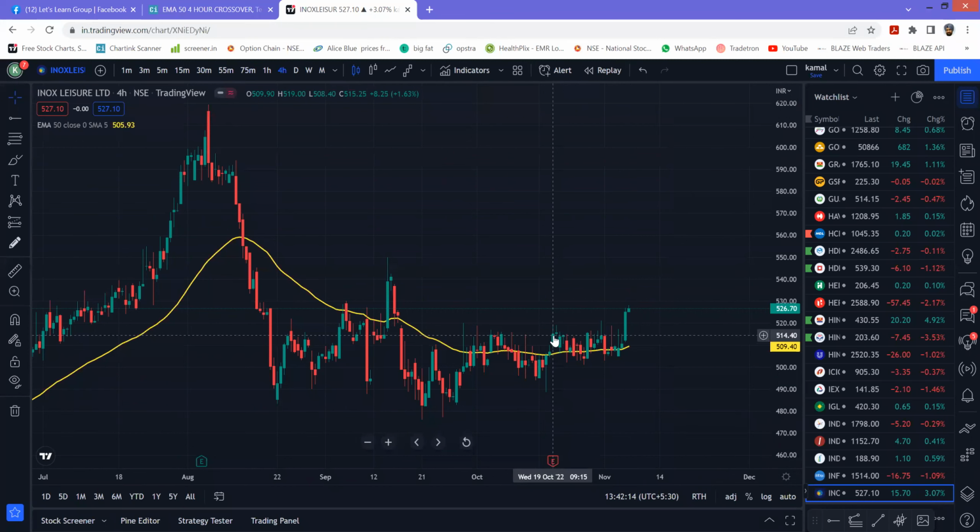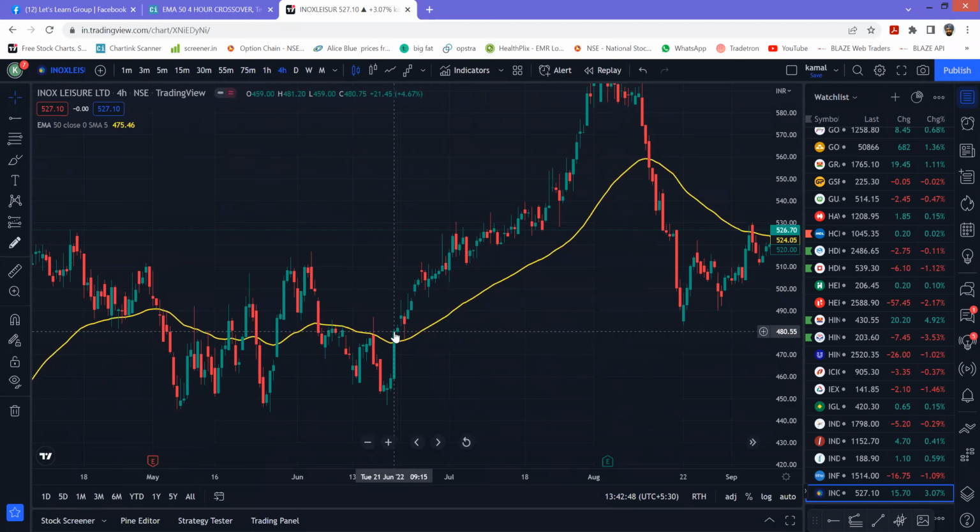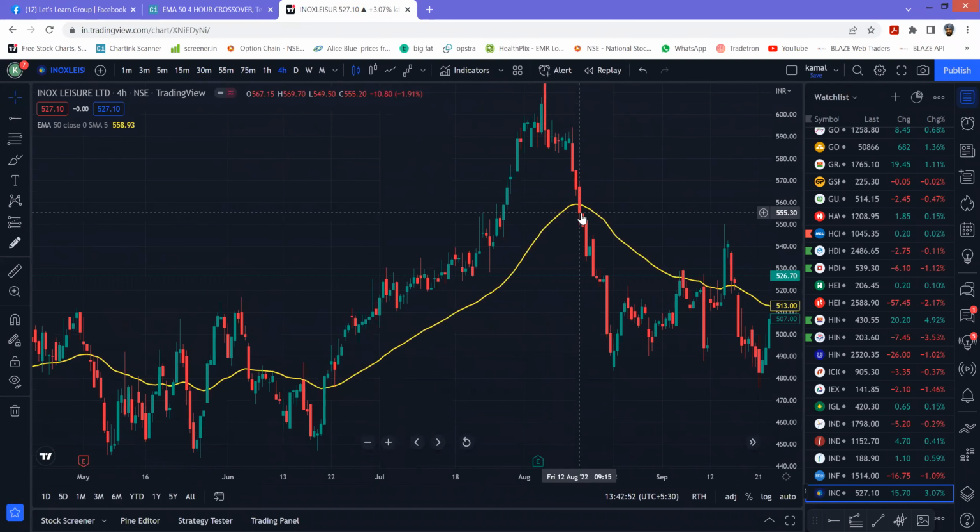See, your first entry was here, 507. This is 22nd October, sorry. This is the entry. You exited the very next day. Then you entered here, again exited. But you see here, you entered here, this closed above, and now you are still in the trade. So from 509 to 528, practically again 20 rupees giving you 4% return. Why this setup works a lot is you see here also 480 to 555, 77 rupees.